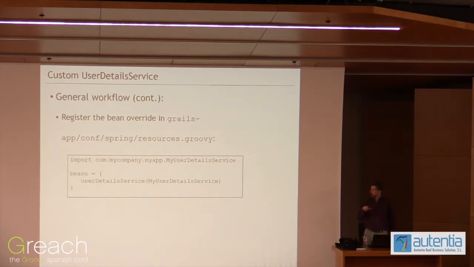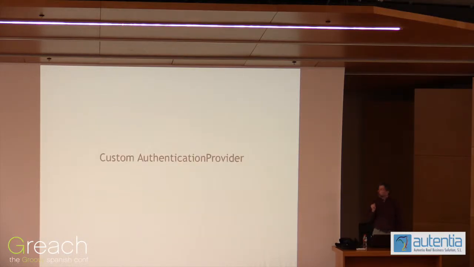And then, just like we saw before, register it inside of resources.groovy, set whatever properties you need to set there. And there you go. Now your user detail service is the user detail service. And when you authenticate, you will make a web service call to a microservice, a nano service, a pico service, something like that, to go to wherever and get the information. So all right, that's custom user detail service.